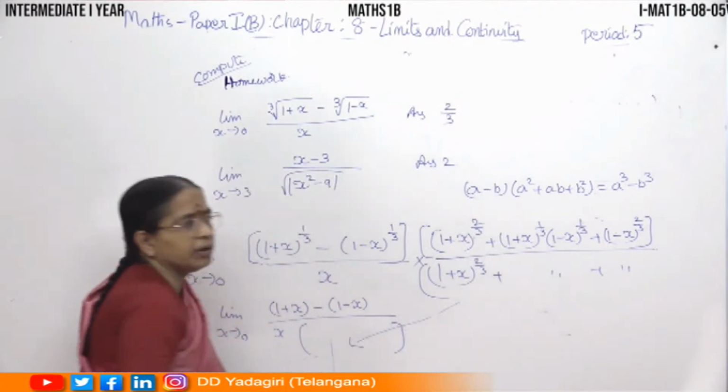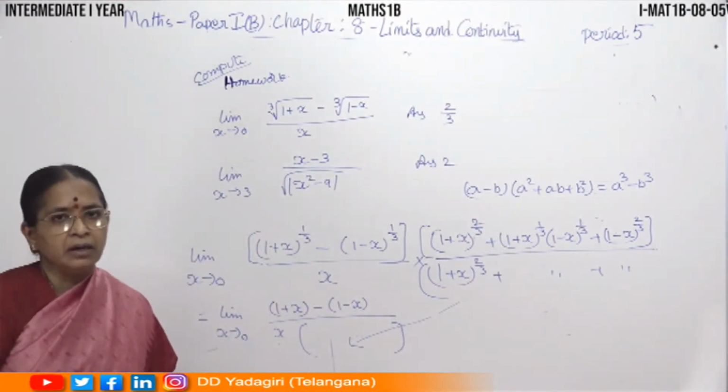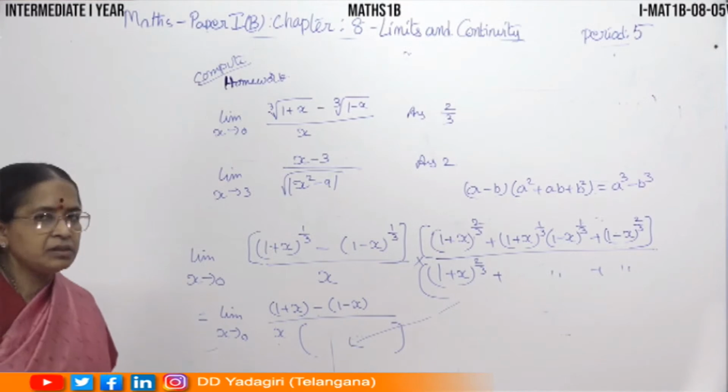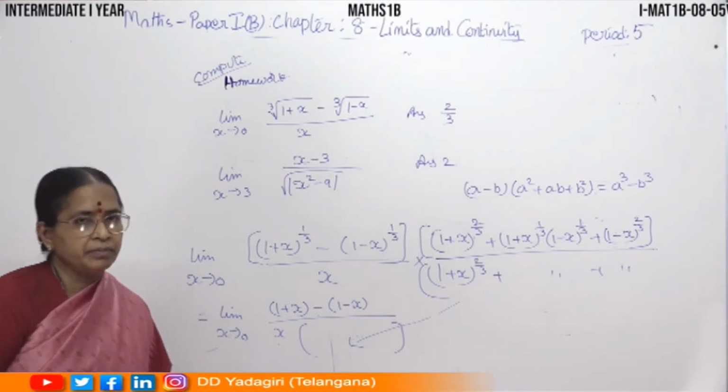Okay, in the next period, we'll continue with infinite limits and then left hand limit, right hand limit. Another 2 periods will complete this chapter.